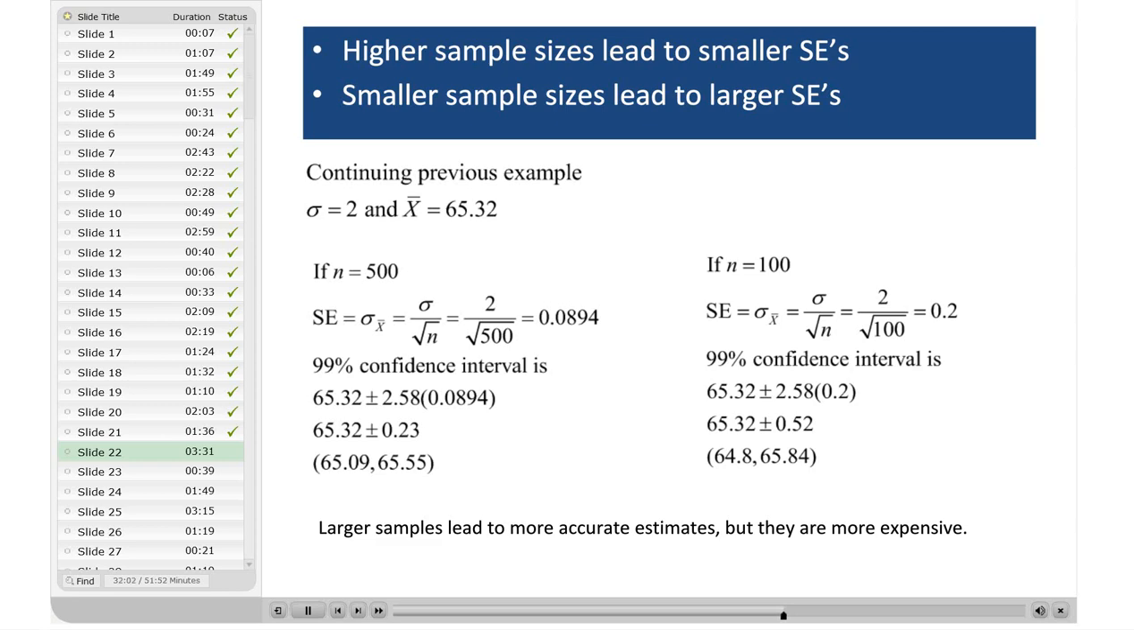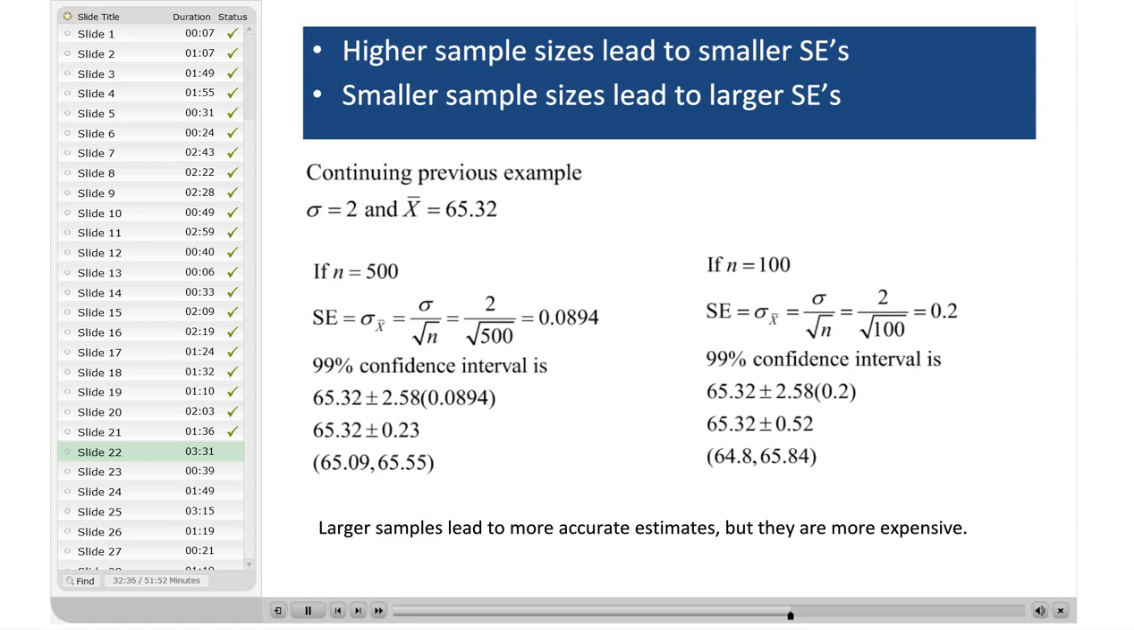So how does this lead to a confidence interval? Well, as mentioned earlier, another way to think of the margin of error is it's just z sub alpha over 2 times your standard error. So in this problem, we want a 99% confidence level. So our z sub alpha over 2 is 2.58. So if we just take 2.58 times 0.0894, we get 0.23, and that's our margin of error. This is what we did in the last example. And we get a confidence interval from 65.09 to 65.55. So again, this is just what we did in the last example.